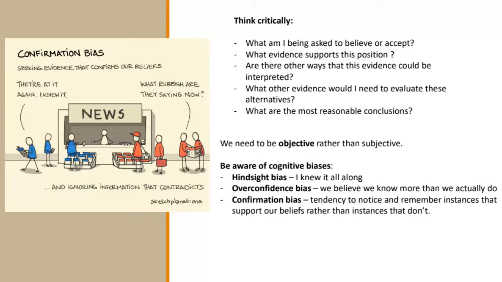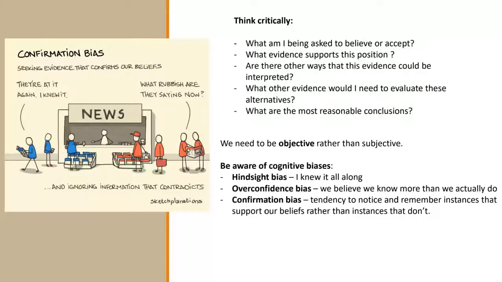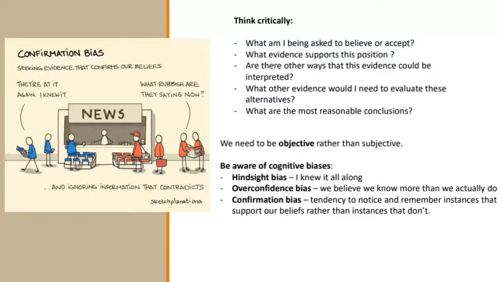So it is a case of being objective about something rather than subjective. And when we think subjectively, there are things that can distort our thinking. We could be very overconfident. These are called biases, they're distortions in our thinking. That means the way we think about something can be influenced by things like hindsight, "I knew it all along," being overconfident, and looking for confirmation bias, things that support our beliefs rather than instances that don't.